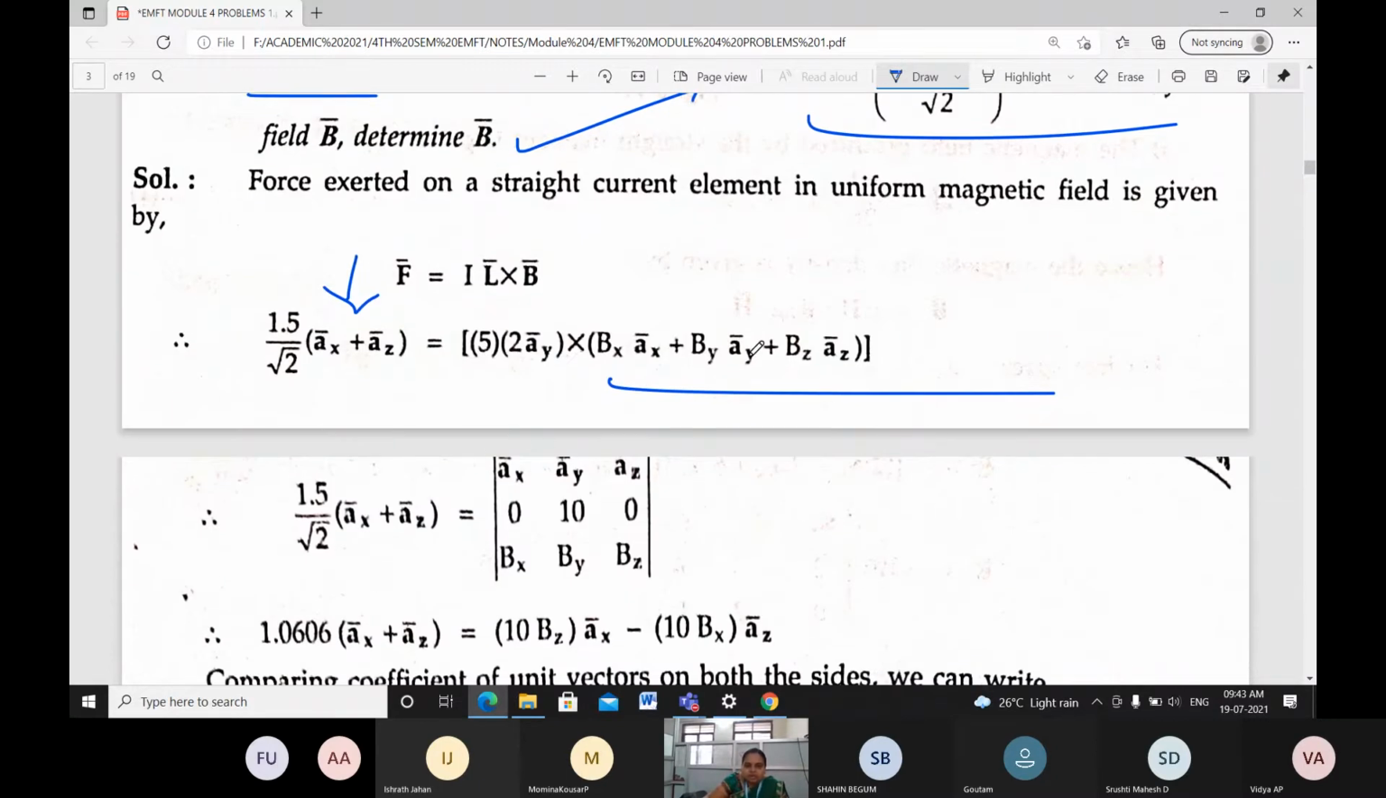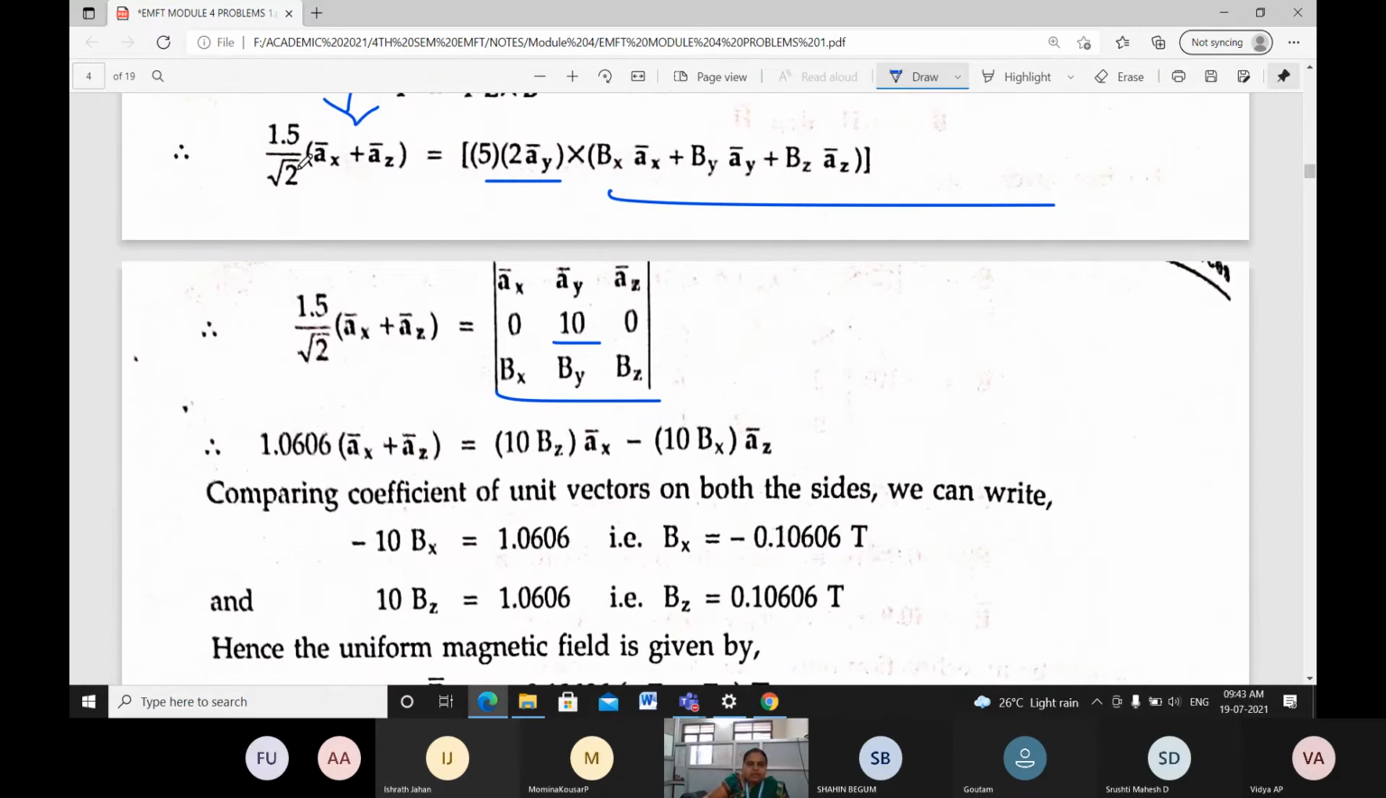Now we know the cross product again. Use the cross product. Observe here, for BX, BY, BZ we don't know those values. It is written as it is, but in this case it consists of the AY value only. For that reason AX and AZ values are going to be 0. Substitute for AY only as 10. Then 1.5 by root 2, you'll be getting 1.0606 AX plus AZ. Then go for your determinant. It's a simple determinant. You'll be getting 10 BZ into AX minus 10 BX AZ.